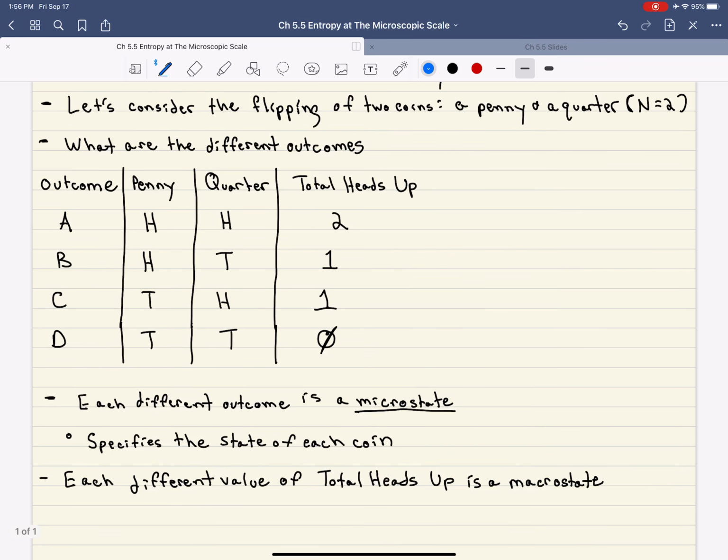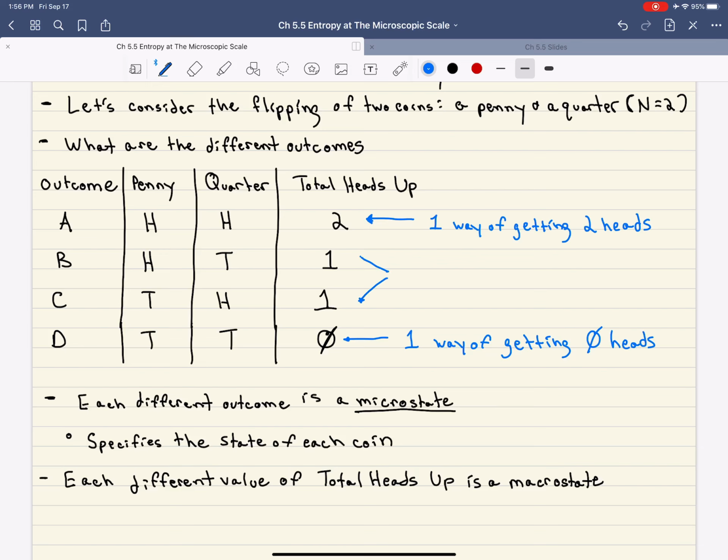And so if we take a look at our column for heads up, in this column we see that for this collection of 2 coins, there is only one way of getting 2 heads. Right? And then there is only one way of getting 0 heads. But in both outcome B and C, we saw that both of those outcomes we got 1 head.